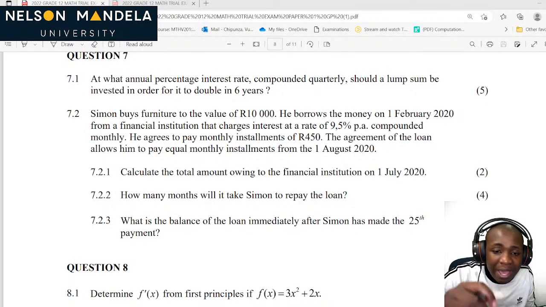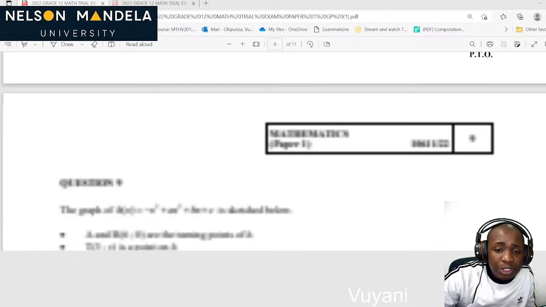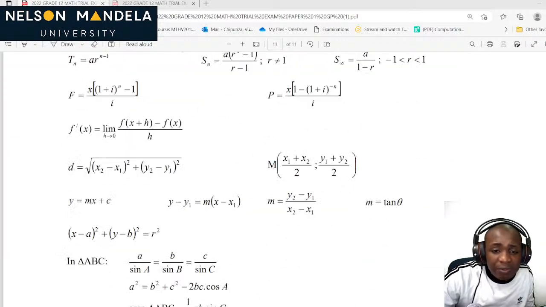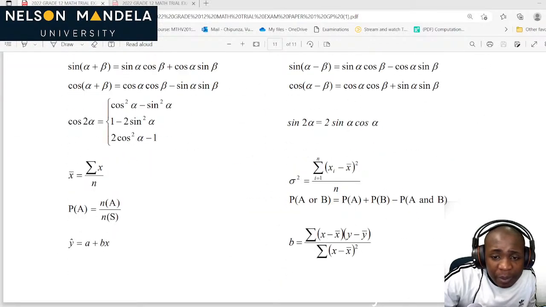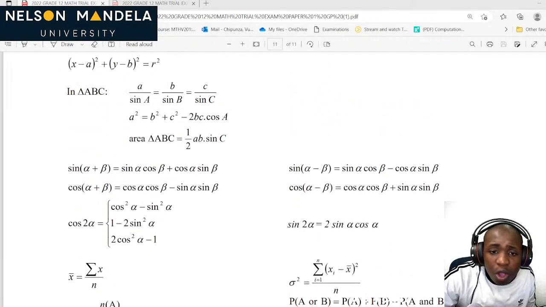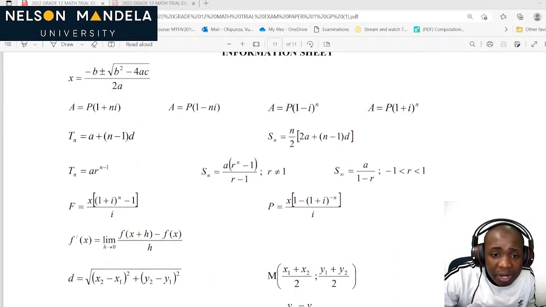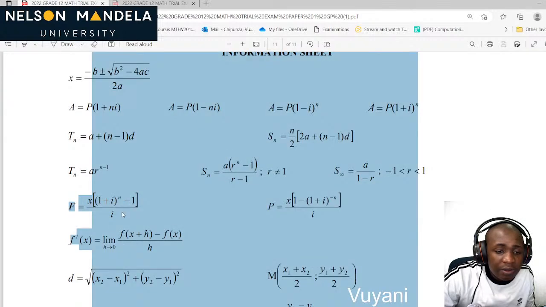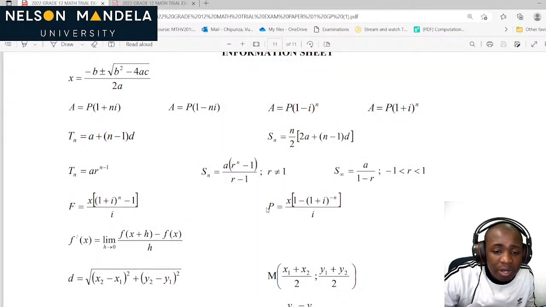So he is repaying the loan. So which formula should we use in this question? I'm going to the formula sheet now so that I can show you that you have the formulas for calculating this. We can see that this formula here is one of the formulas, and this one is also one of the formulas which we use in financial maths. These are the two important formulas.